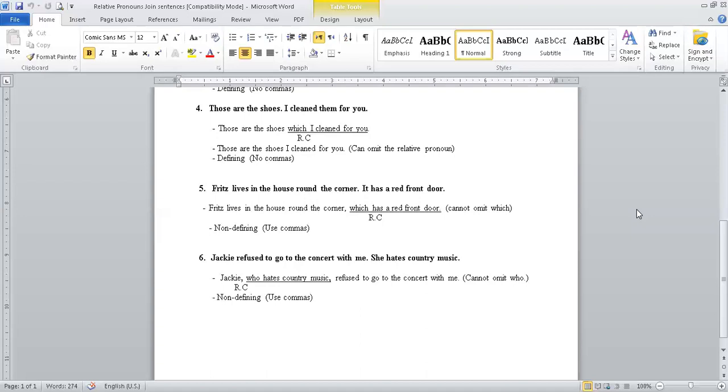You have to put it between commas. The first comma is before the relative pronoun and the second comma is at the end of the clause. Look at refused. Refused is a verb. So this type is non-defining and you have to use commas.